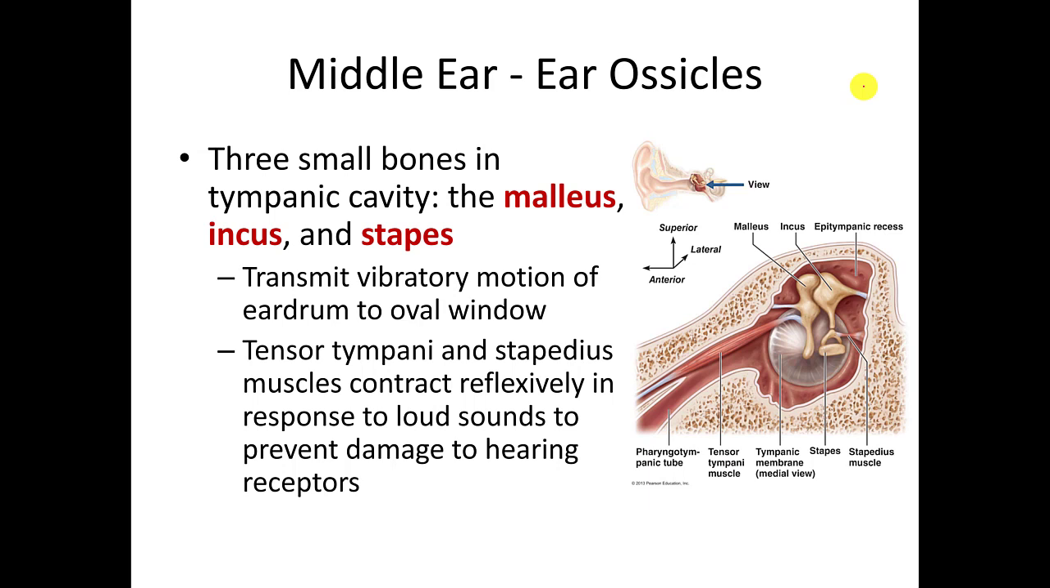Now I do want to talk more about those little ossicles. Again, there's 3 of them. There's the malleus, the incus, and the stapes. And again, when sound waves come in and hit the eardrum, it causes a vibration in those ossicles. They're going to vibrate as well.